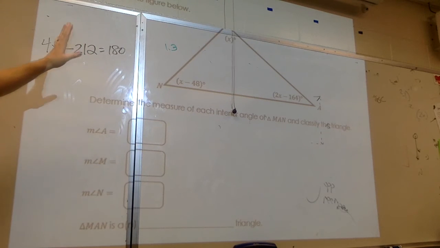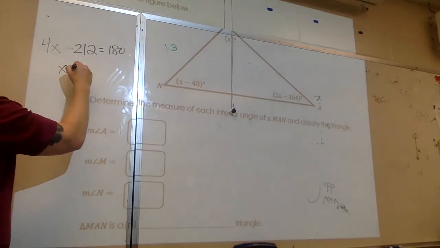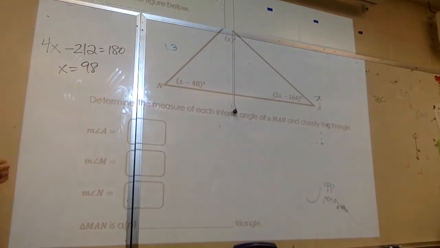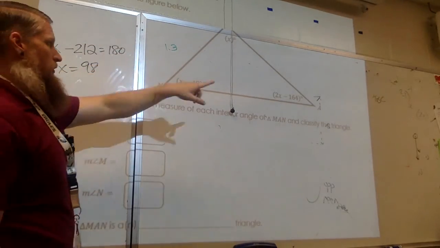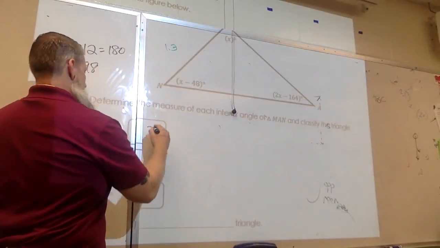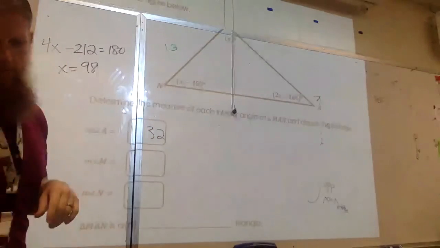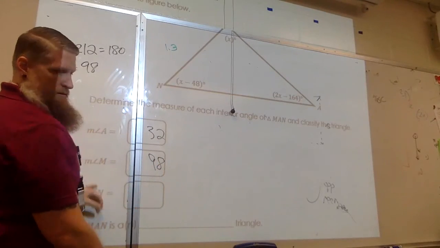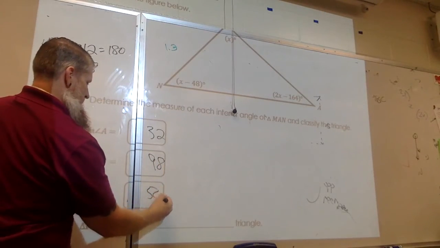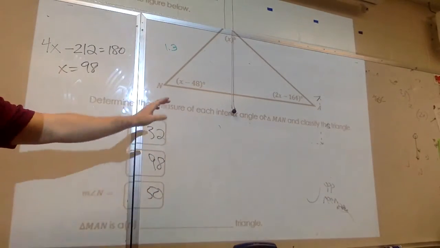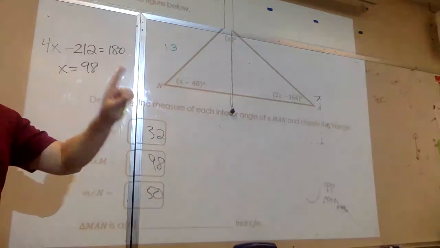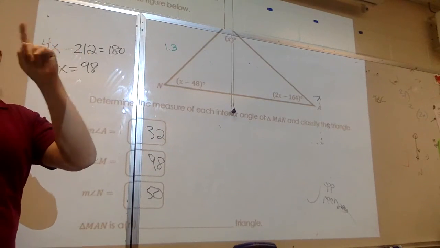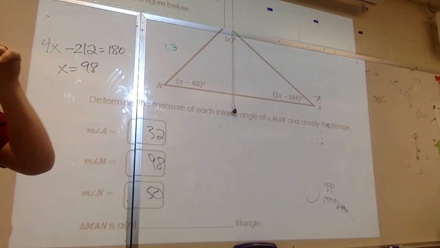That's how you should start it, right? Because they all have to add up to 180. If you go about solving that out, you should get x equals 98. So if you plug them in, angle A was 32. M is 98. And the other one was 50. I got it right. So if I'm going to classify this, I have to pick one that deals with the sides and one that deals with the angles.